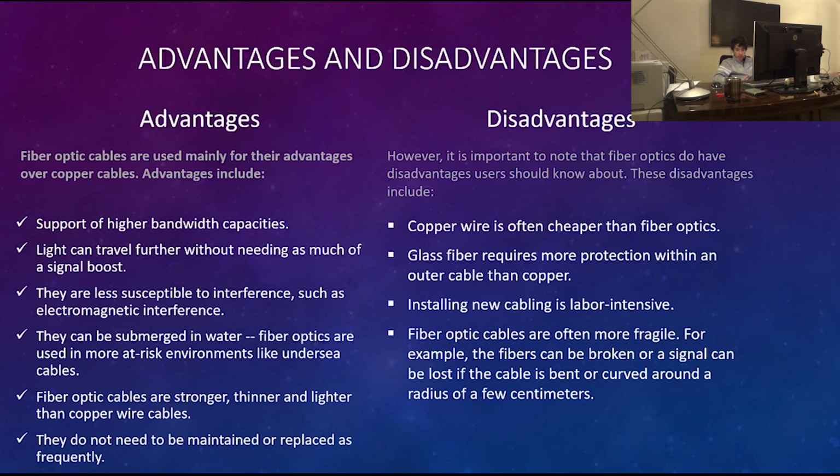However, it is important to know that fiber optics do have disadvantages that users should know about. These disadvantages include that copper wire is often cheaper than fiber optics. Glass fiber requires more protection within an outer cable than copper. Installing new cabling is labor intensive. Fiber optic cables are often more fragile. For example, the fibers can be broken or a signal can be lost if the cable is bent or curved around the radius of a few centimeters.